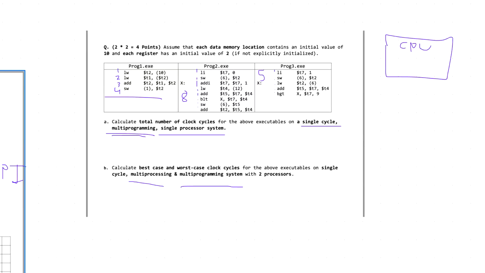So the first one, right? I said all we're doing is just counting up the cycles. That's really all we're going to do, because it's 4 plus the 8 plus the 5. Now, we do have loops here.